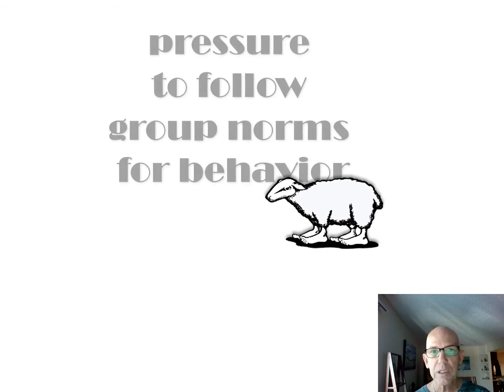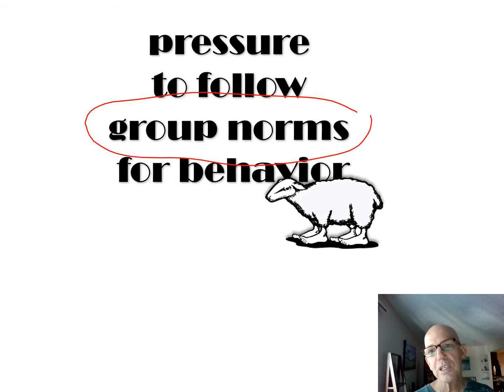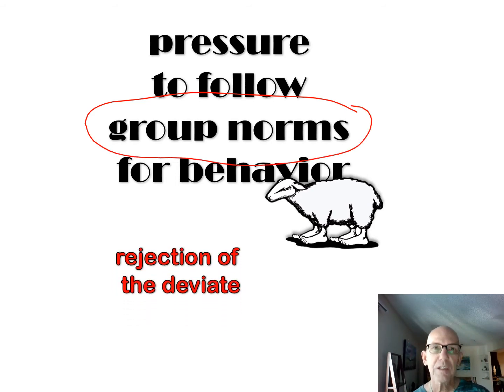When I talk about it, there's this pressure to follow these group norms. I don't want to go off on that. You know what a norm is. But when people don't follow the norms, then there's this rejection of these people, the rejection of the deviant.